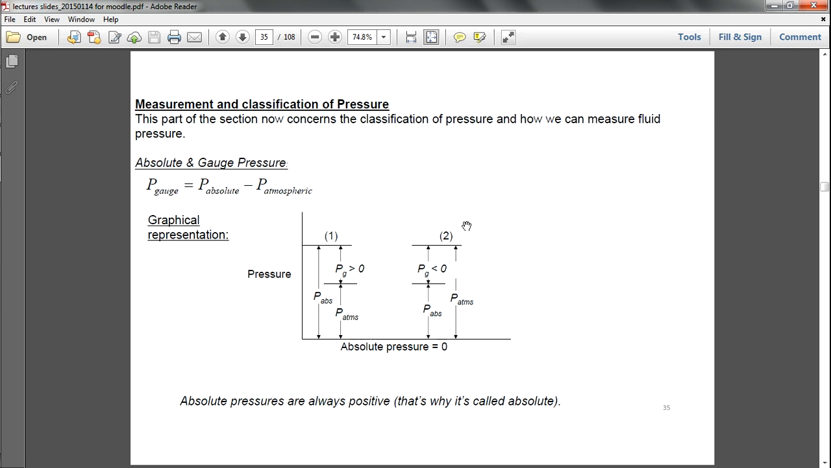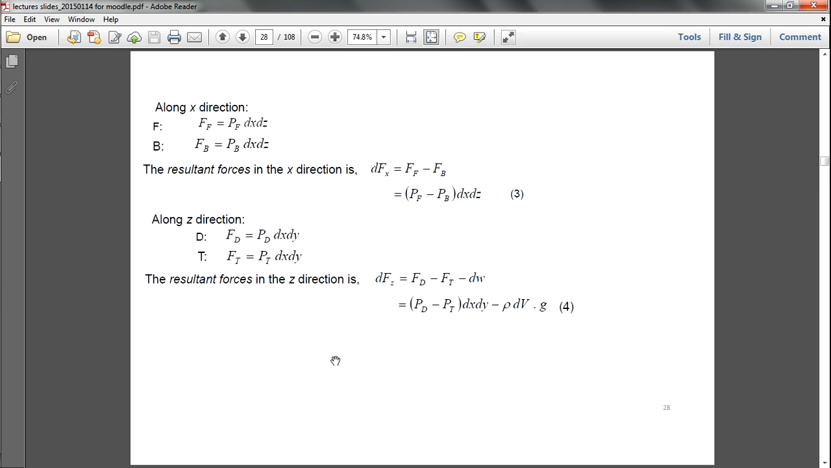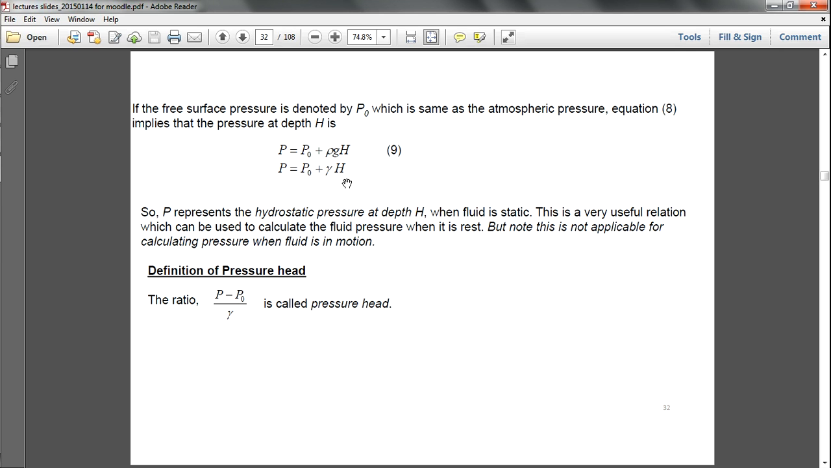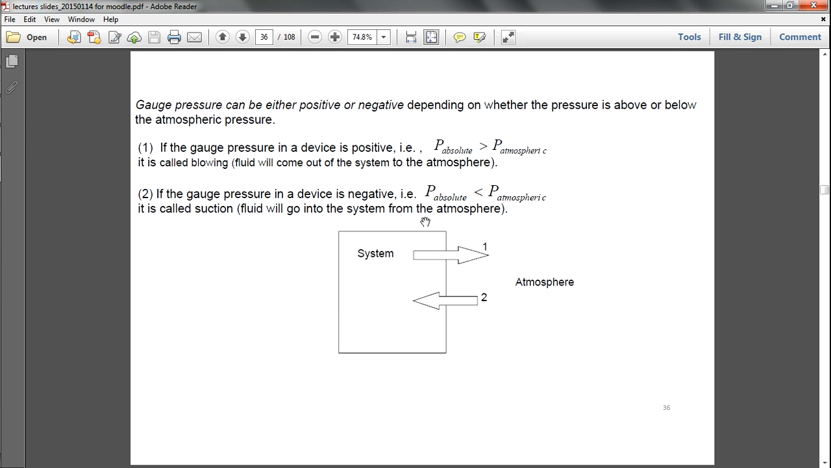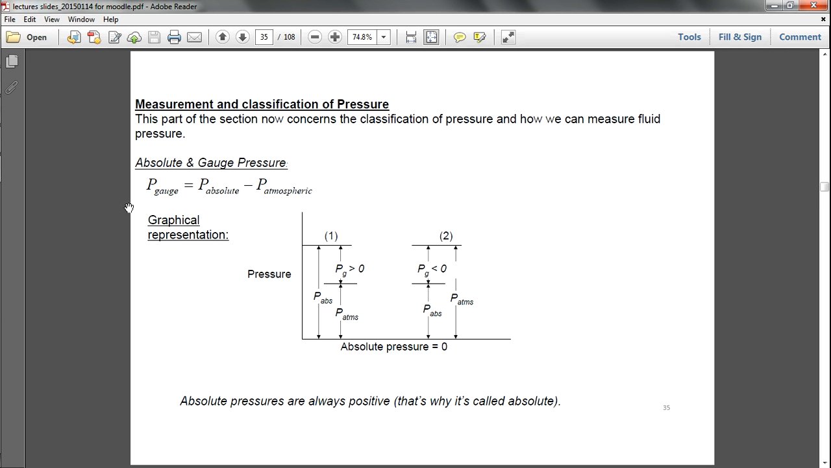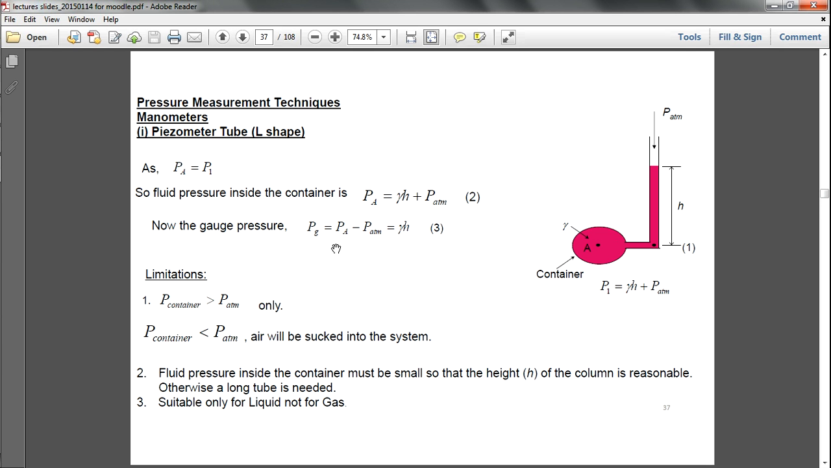The first one is the one that we learned earlier, which is this one, also the pressure head type of equation. And the second one is this equation. So we use two formulas in this case.